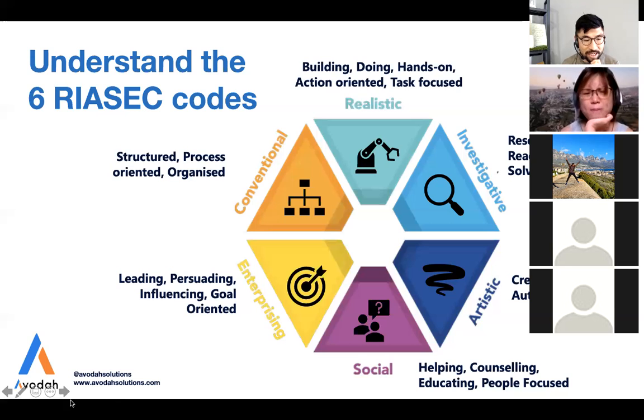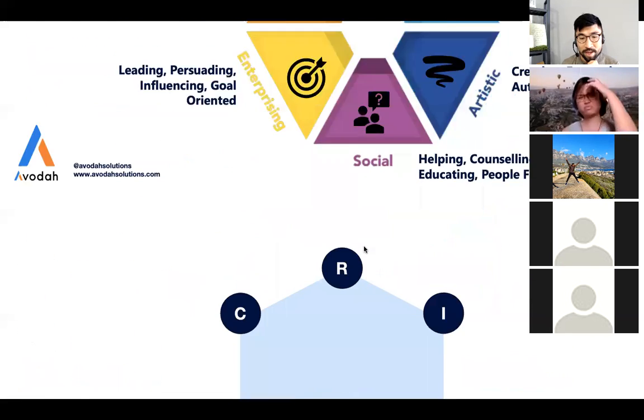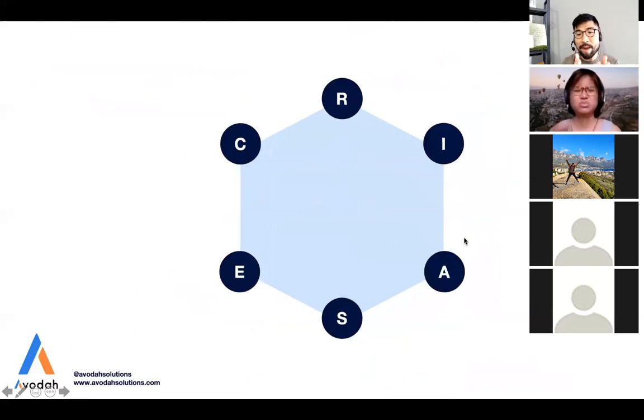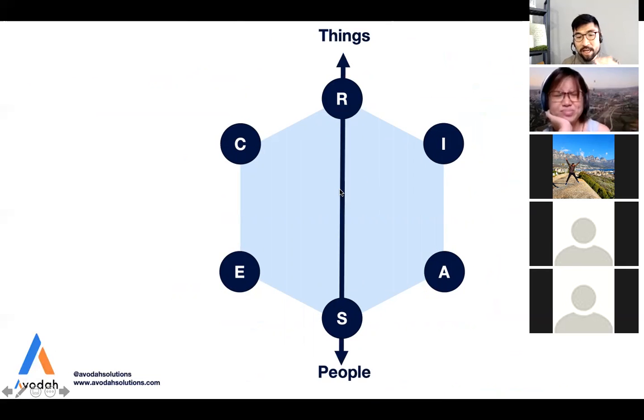But let me just explain to you again the dimensions. Some of you will be wondering why the hexagon shape, and there's a reason for this. So the hexagon shape, when we map it out, RIASEC, they actually also mean different things. Firstly, when you split the hexagon right down the middle, there's the left side and the right side, and then there's a top and a bottom as well.